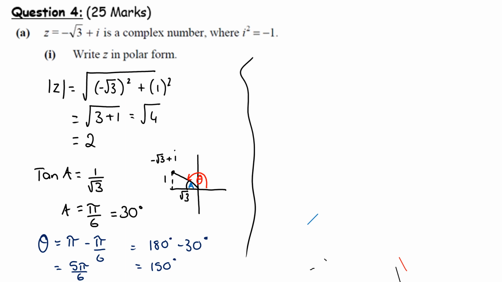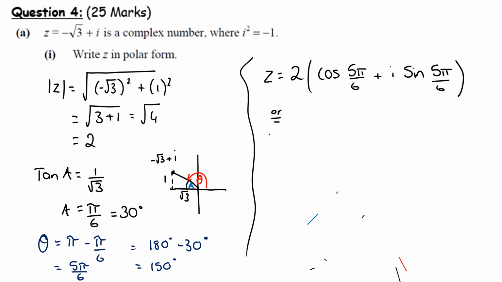And then bring it back. So the two ways you can write that in polar form is going to be 2 cos of 5 pi over 6 plus i sine 5 pi over 6. That's radians. Or if you prefer degrees, z is equal to 2 cos of 150 degrees plus i sine 150 degrees.